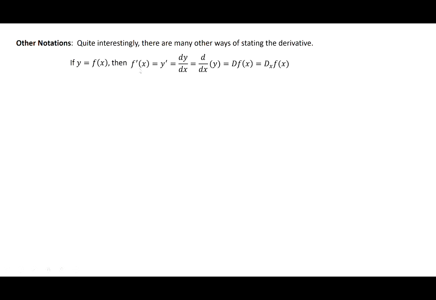F prime of x is the same as y prime, if y equals f of x. And that y prime is the same as dy over dx. But people don't read this as dy over dx for some reason in America. They just say dy dx. They do not mean dy times dx. They actually mean dy over dx. And that is the same as d dx of y.